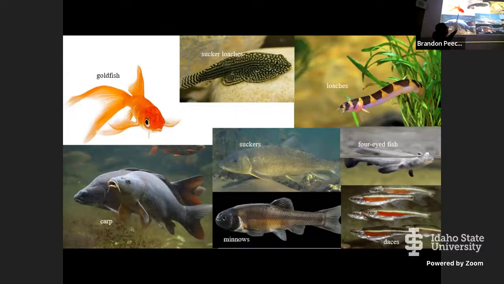Everybody knows goldfish, koi, things like that. Carp, which are invasive the world over, originally not everywhere. Suckers and minnows and daces, these are some big time Idaho native freshwater fish diversity. These are fishes we definitely have.